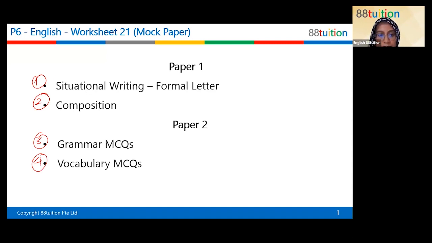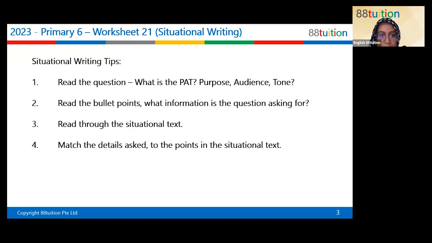Okay, let's start with the first one, situational writing, the formal letter. We have different types, right? But we'll start with the formal letter first. Now, this one we've covered in our previous lessons. I think those of you who are around would know what it's about.